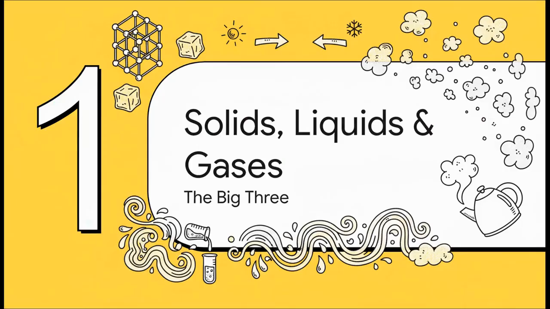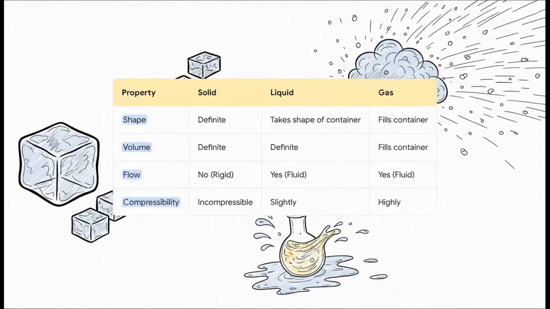All right, let's get into the main event, the big three states of matter that we all deal with every single day. This table gives us a great bird's eye view. You can see solids are rigid. They hold their own shape and volume. Liquids, well, they flow and take the shape of whatever container they're in, but their volume stays the same. And gases, they're the free spirits. They just expand to fill whatever space you give them, completely.